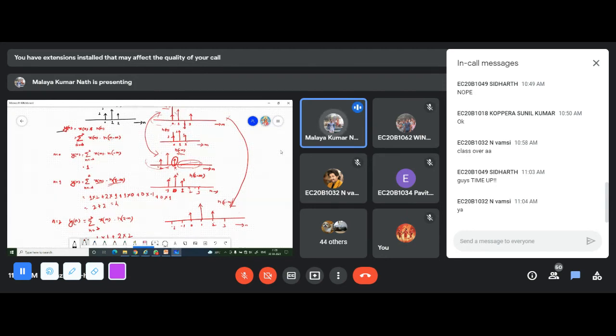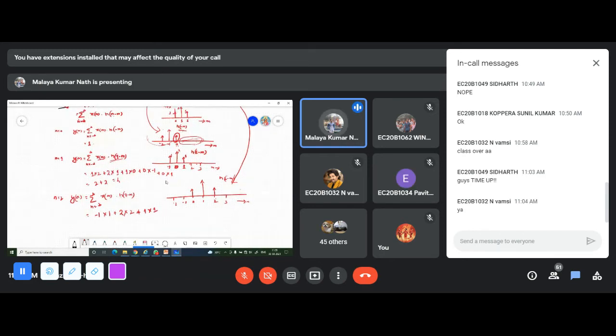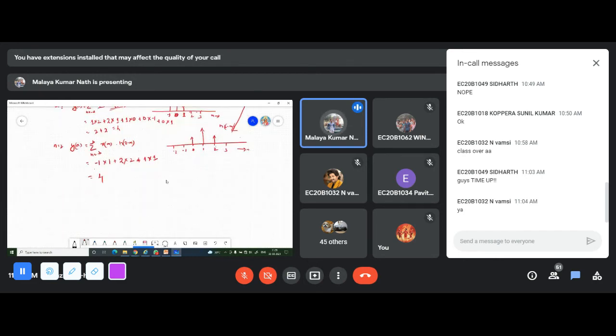Then m is equal to 0. It has a magnitude of 1, and this has a magnitude of 1. So 1 cross 1. Right? So now what is the value? That is equal to, this is minus 1, this is plus 1, they cancel. So this will give rise to 4. Am I right? So now if n is equal to 3, what will happen?